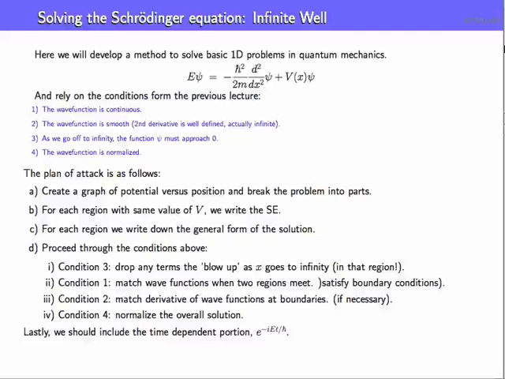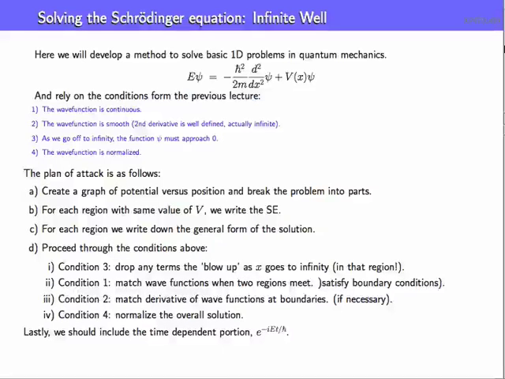We're going to create a graph of the potential versus position, and then break the problem into parts, piecewise as we can. Then for each region with the same value of the potential, because the potential is going to be constant in this case in the different regions, we write out the Schrodinger equation. And then for each region, we go down and rewrite the general form of the solutions in those three regions.